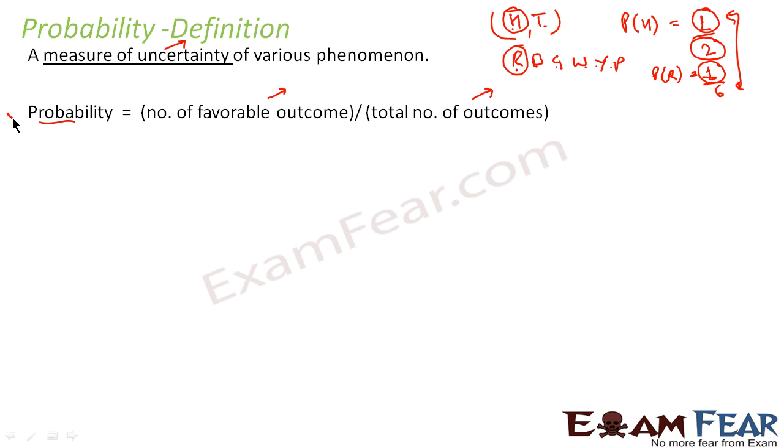Understand this formula is a very crucial formula. It's the basis of probability. That probability is nothing but the number of favorable outcomes by the total number of outcomes.